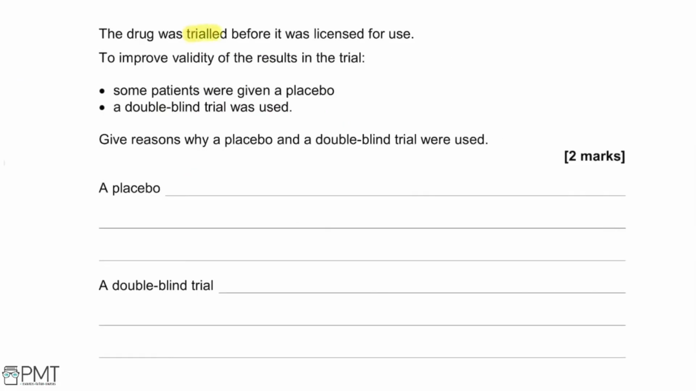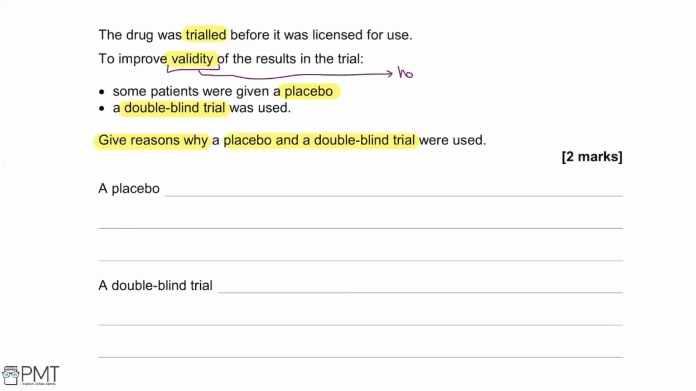The drug was trialled before it was licensed for use. To improve validity of the results in the trial, some patients were given a placebo and a double-blind trial was used. Give reasons why a placebo and a double-blind trial were used. So if we first define this term validity, this is how accurately the experiment measures what it was intended to measure.